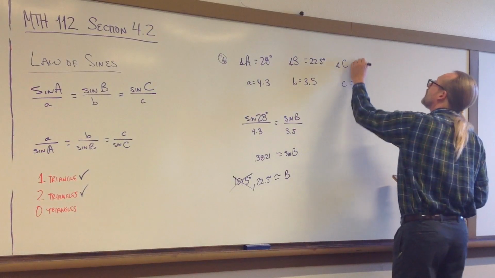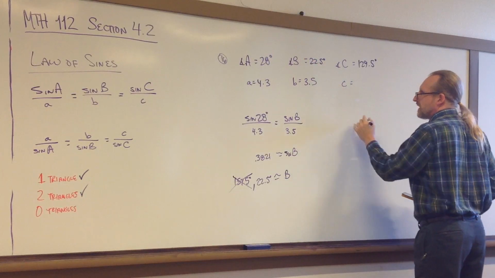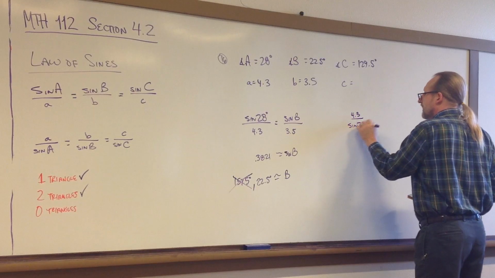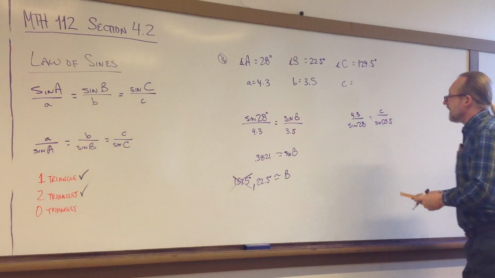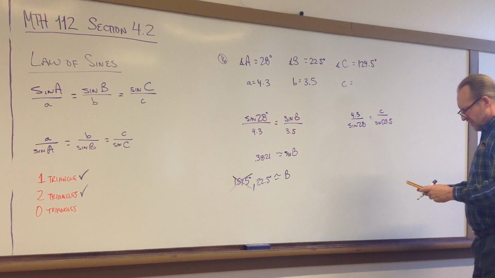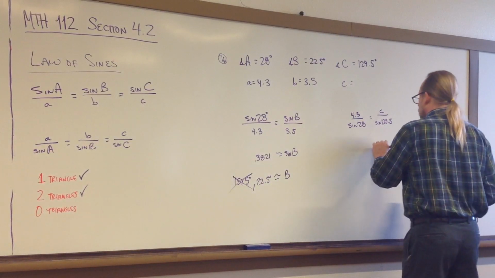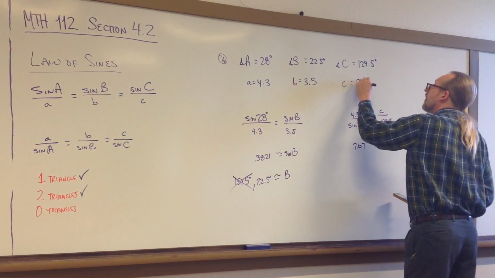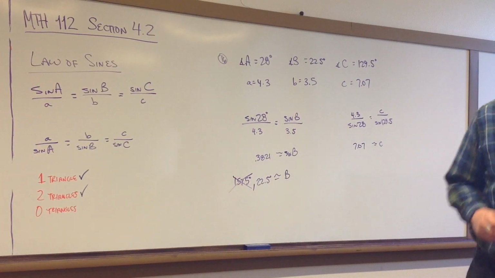Angle C should be 129.5 degrees, just by subtracting these two from 180. And then we can say 4.3 over the sine of 28 should be side C over the sine of 129.5. Sine of 28, and then multiplied by the sine of 129.5. That says side C is going to be about 7.07. Okay, so that one turned out to be one triangle.